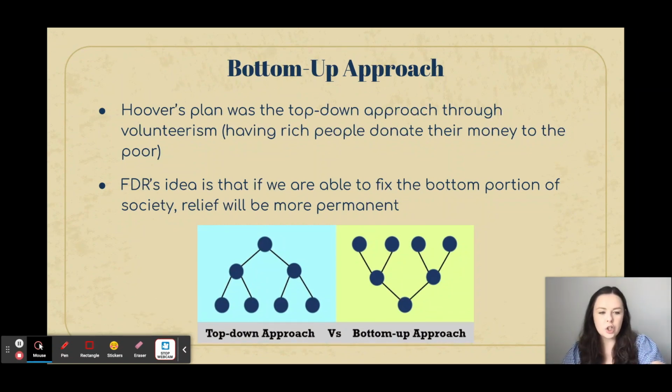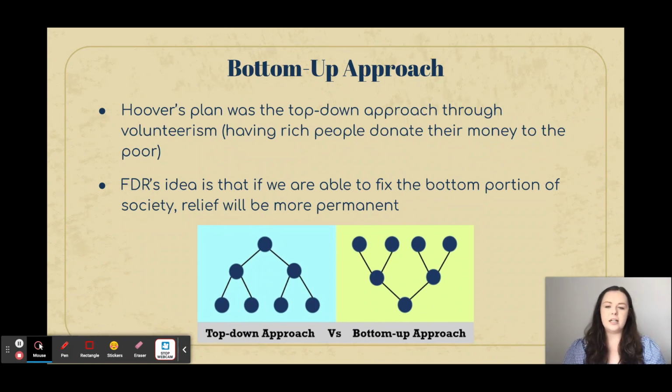So let's contrast that. Hoover's approach is top-down, right? Have the people at the top give their money to the people downwards, or give tax breaks to the people at the top, and then the wealth would go to the people at the bottom. FDR's idea is the opposite: if you're the baseline lowest member of society, right? If the poorest person in your nation has a house, has food, and has a job, if that's your lowest member of society, that means everyone else must be doing super well. So that's the idea of reform from the bottom up.